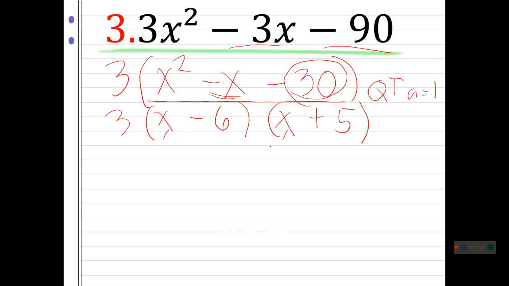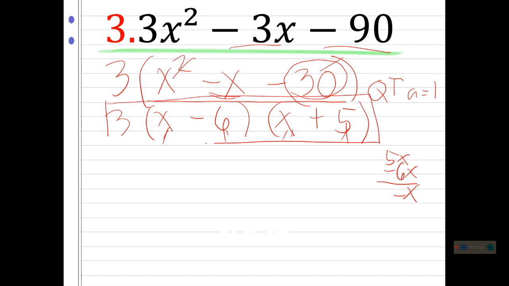Because we have x times x is x squared. Then x times 5 is 5x. Then negative 6 times x is negative 6x. So if we combine this, it is negative x. Then the last term will be negative 6 times positive 5, which is negative 30. So that's why we have here the complete factored form, which is 3 times x minus 6 times x plus 5.